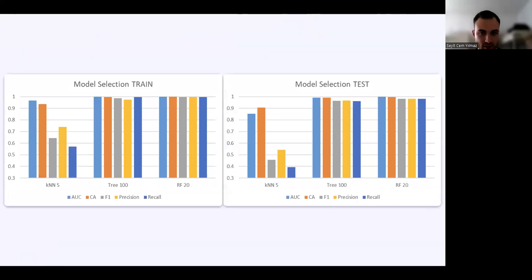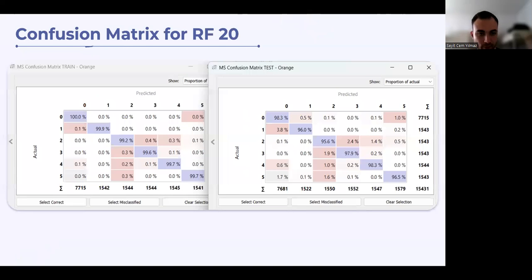The previous results can be seen here as a bar chart again. Next, please. Confusion matrix of the random forest 20 can be seen there for train and test. The diagonals of the table show correct predictions. Next, please.